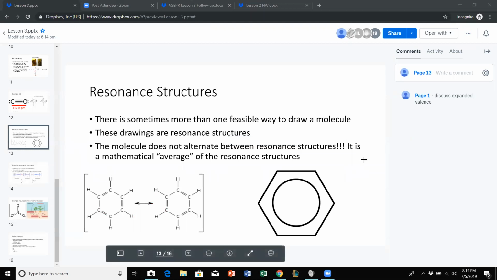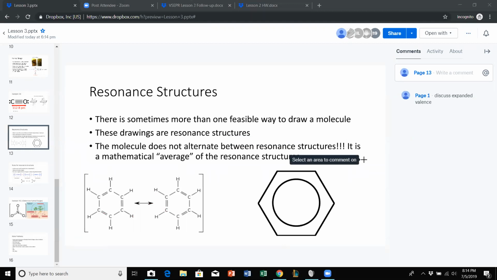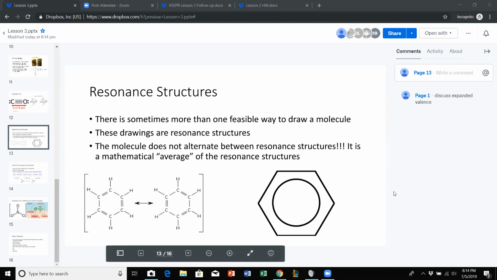It's very important to remember that the molecule is not alternating between resonance structures, okay? It's not like going back and forth between two states. It's a mathematical average of the resonance structures. Some resonance structures are more important than others and some are less important, but the overall picture is a weighted average of all of those different pictures.